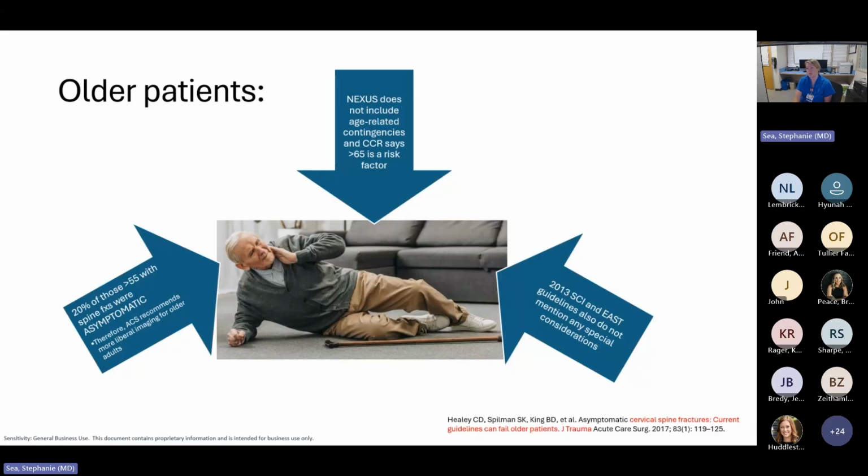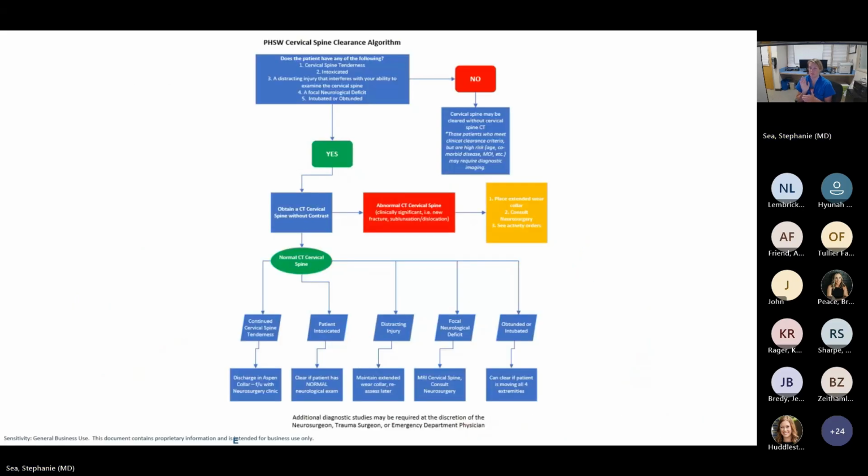Let's see. So this is PeaceHealth. This is the trauma department's cervical spine clearance algorithm. I know it's kind of hard to probably see on this, but you can get this from Crossroads. It is in our spine CPG. It's essentially exactly what we've been talking through and walking down. So when a patient comes in, do they have any of the following? Again, those 5 criteria that we keep talking about.